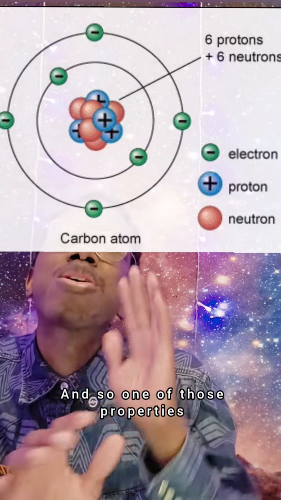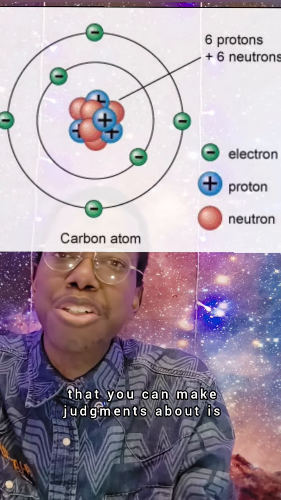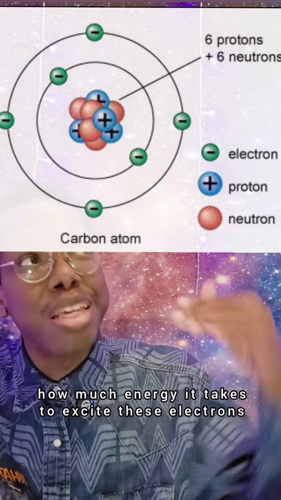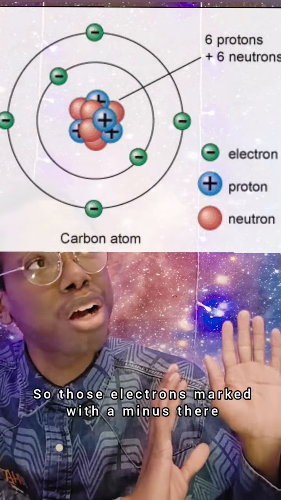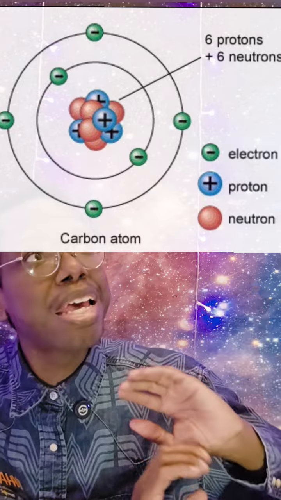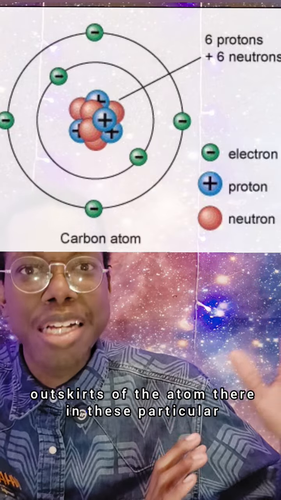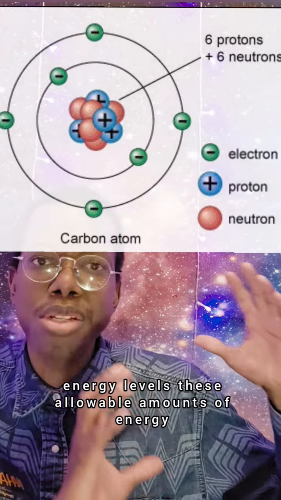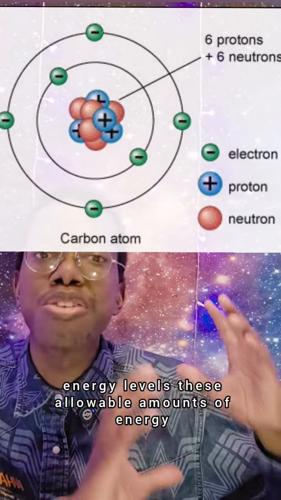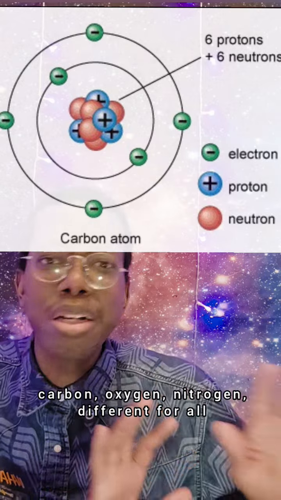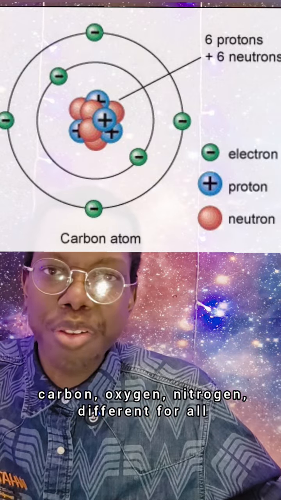Okay. And so one of those properties that you can make judgments about is how much energy it takes to excite these electrons. So those electrons marked with a minus there, they kind of hang out on the outskirts of the atom in these particular energy levels, these allowable amounts of energy that are different for every element: hydrogen, carbon, oxygen, nitrogen, different for all the elements.